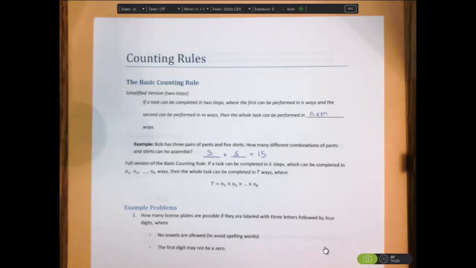The number of ways that Bob can do this then is this: there are 3 ways to choose a pair of pants, there are 5 ways to choose a shirt, and therefore the product, or 15, is the total number of ways that he can choose an outfit.